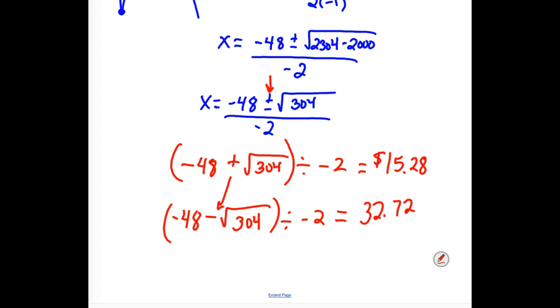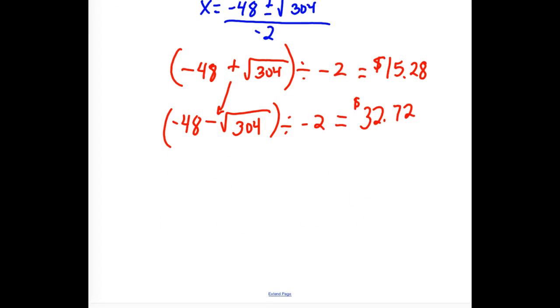32.72? Okay. Now, my question is, if this is saying I can make a profit of $200 by pricing those CDs at $15.28 or at $32.72, how can that be? How can I have two different prices still get me the same profit? You either sell more at $15 or sell less at $32.